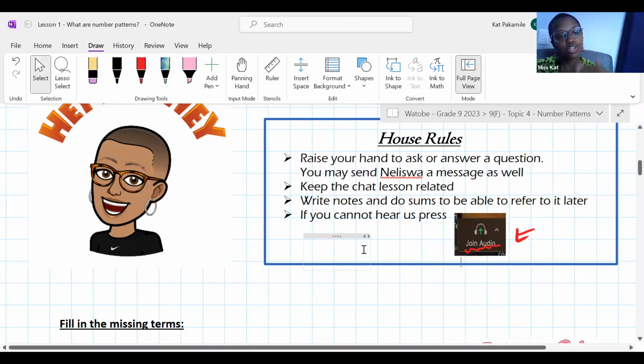Chilled lesson. We're just going to explore filling in number patterns, completing number patterns, and trying to find the rule for number patterns. So yeah, that is what we're doing today.